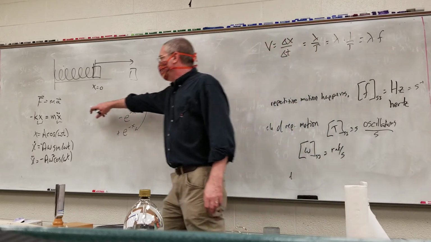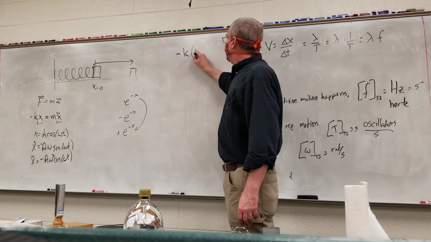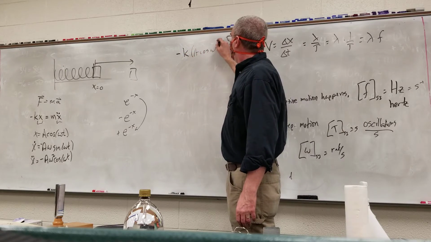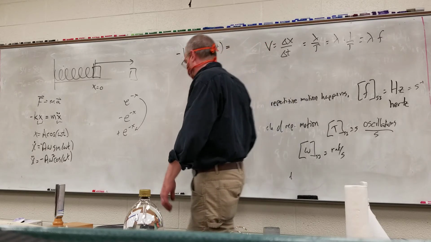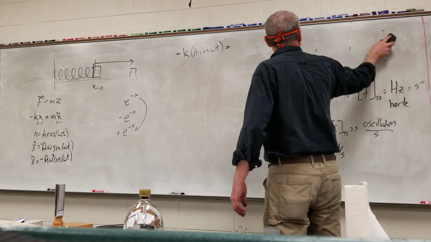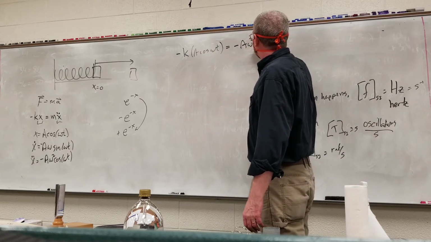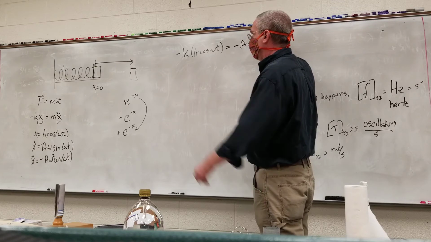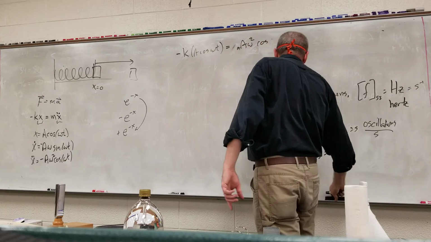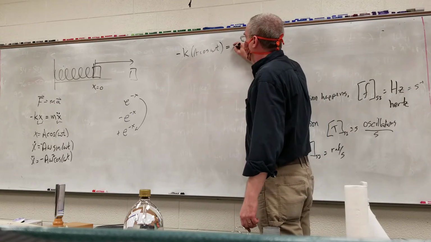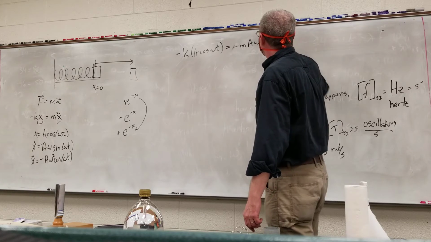Plug into our Newton's law equation right there. So I have negative k times a cosine omega t equals negative m a omega squared cosine omega t.